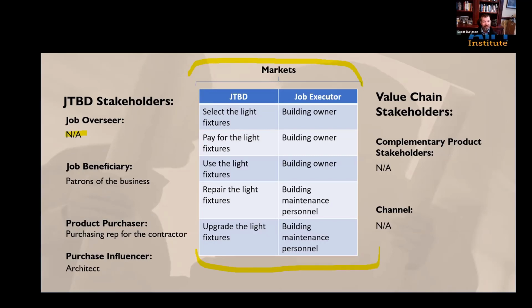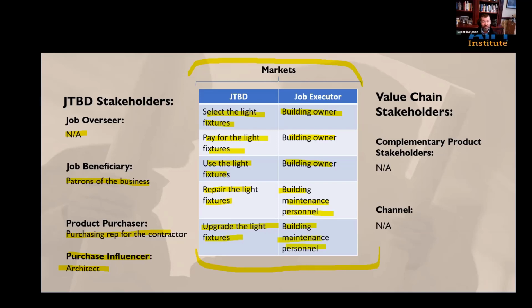But anyway, who's the job beneficiary of these? Patrons of the business. Again, the purchasing rep. Again, we still have the architect as the purchase influencer. But again, we have these jobs to be done: select the light fixtures, and who's doing that? Building owner. Who's paying for them? Again, the building owner. Who's using the light fixtures? The building owner. And earlier we had somebody mention the building maintenance personnel. So now we have them repairing the light fixtures. We've got the building maintenance personnel, and upgrading the light fixtures, again the building maintenance personnel. So we have these two markets.